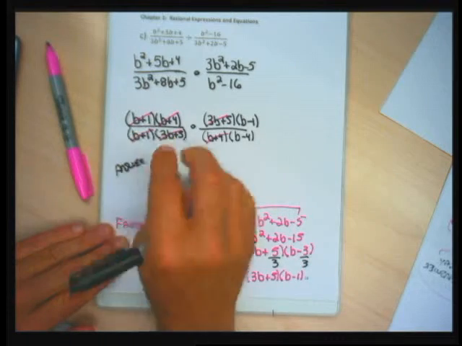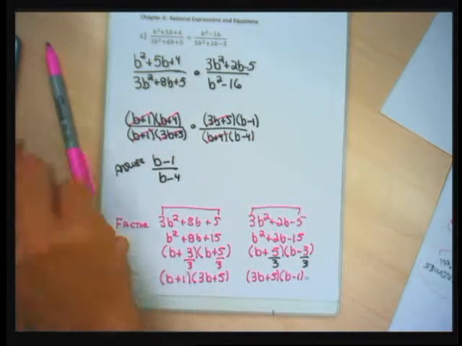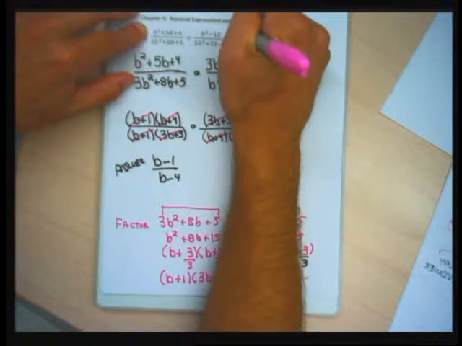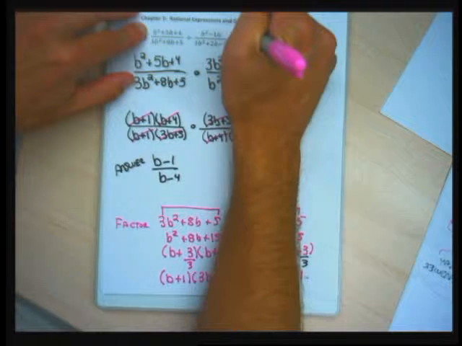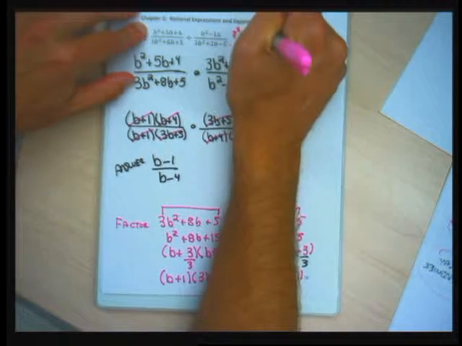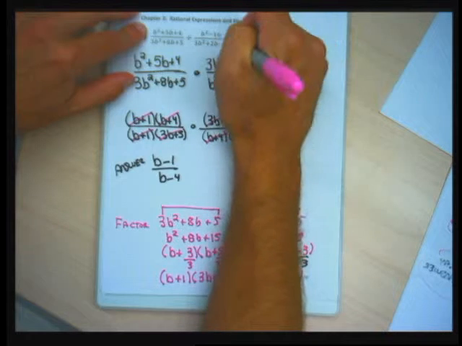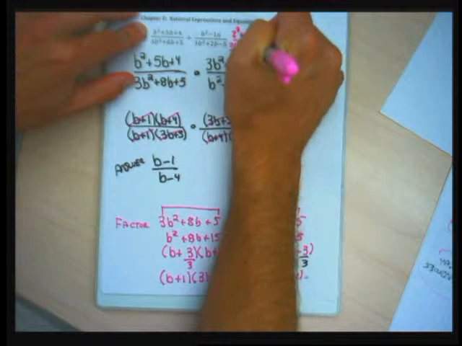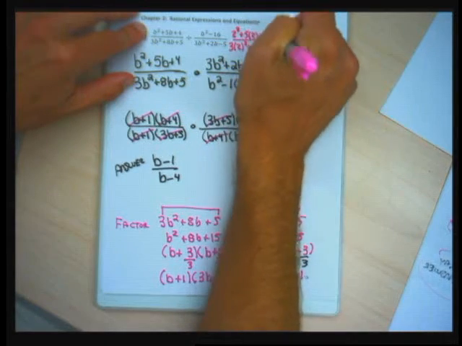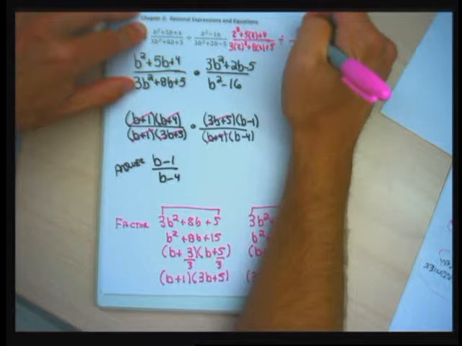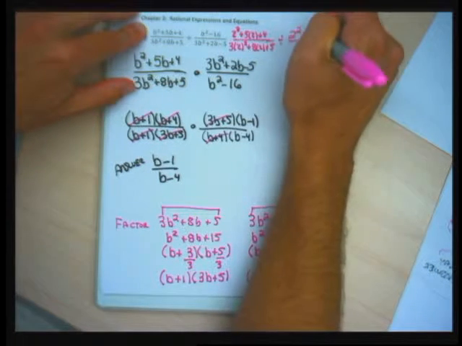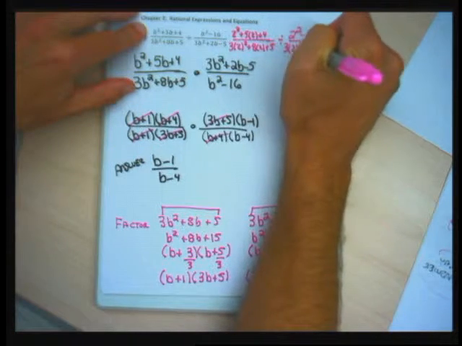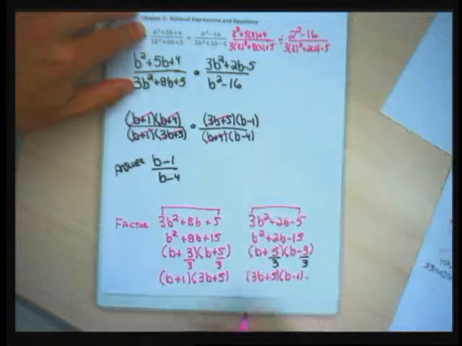I'd like to plug 2 in. If I don't have any b minus 2 factors, I can plug 2 in. So my checking, I'm going to plug 2 in. I'm going to check right up here. I'm going to go 2 squared plus 5 times 2 plus 4 over 3 times 2 squared plus 8 times 2 plus 5 divided by 2 squared minus 16 over 3 times 2 squared plus 2 times 2 minus 5.